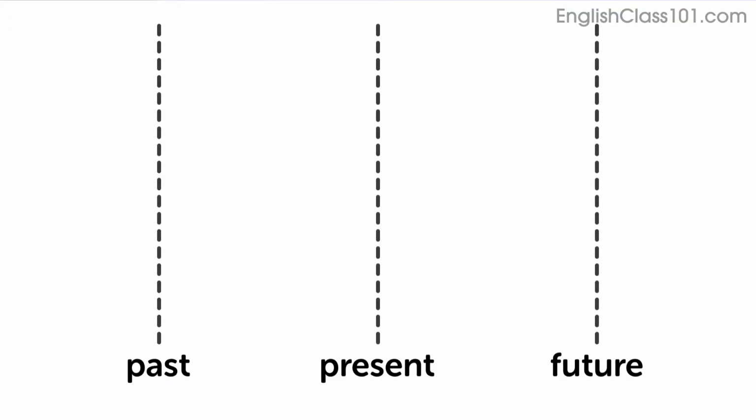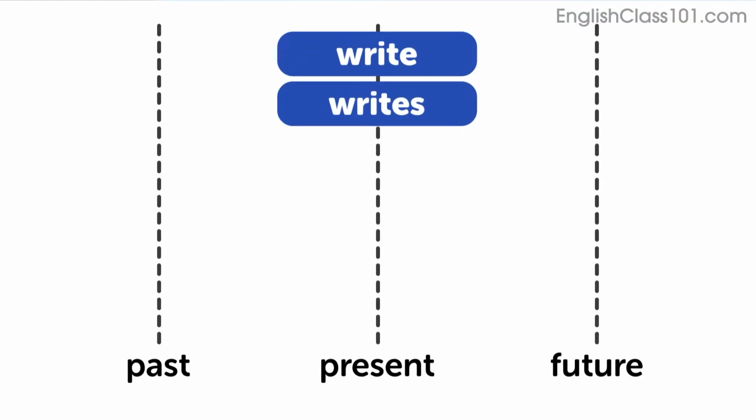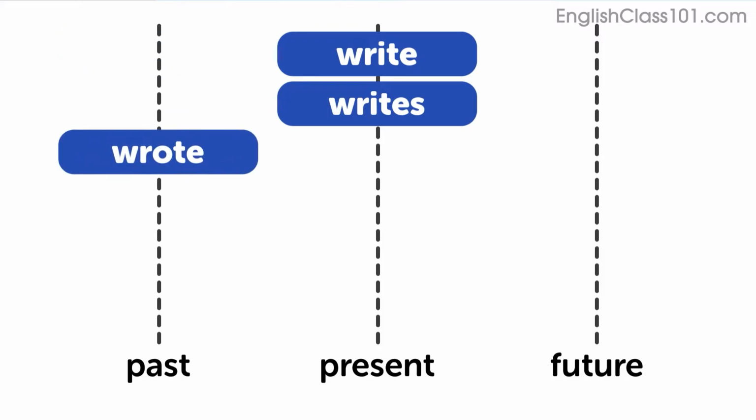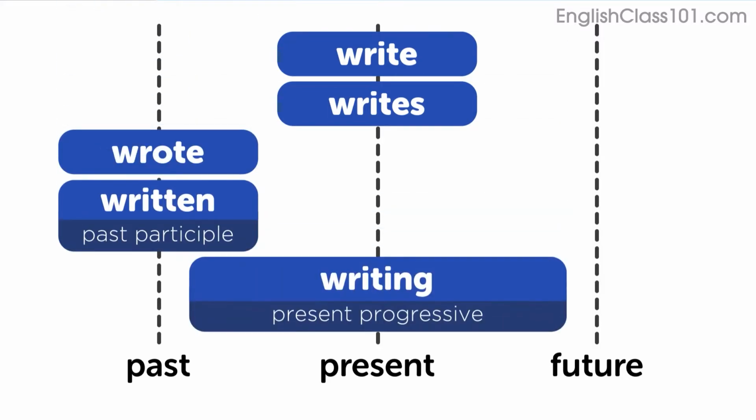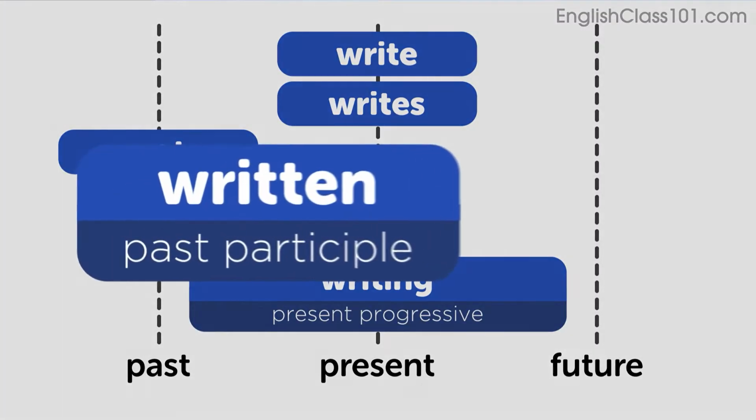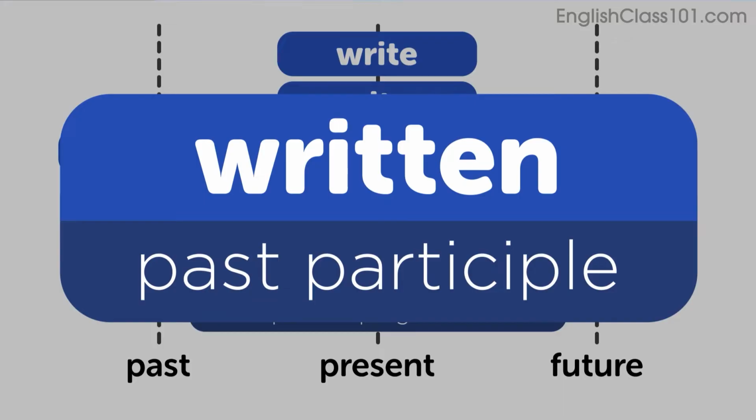Now let's look at the conjugations for this verb. Present, write, writes. Past, wrote. Past participle, written. Progressive, writing. One note about this verb and the conjugations of this verb is about the past participle form.